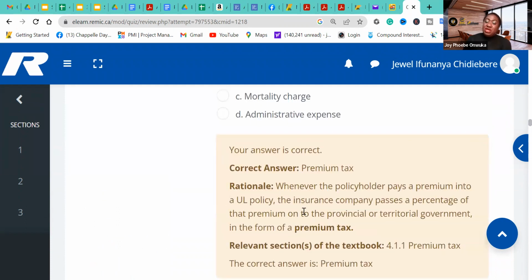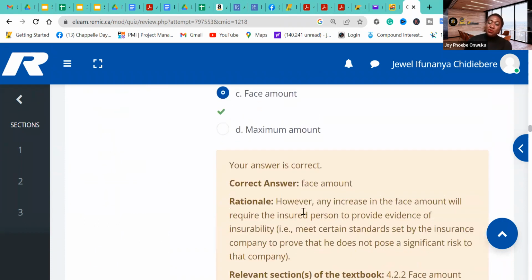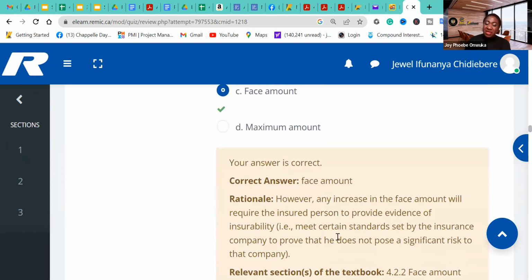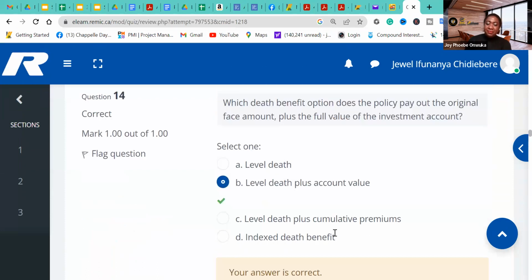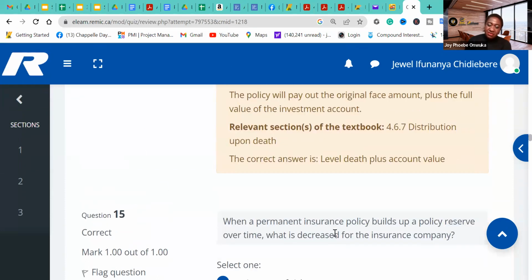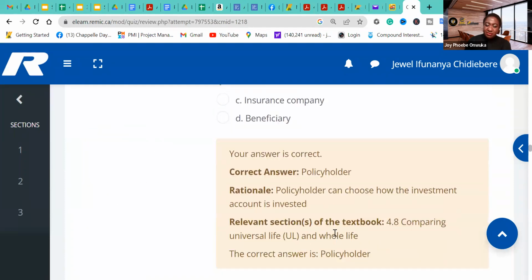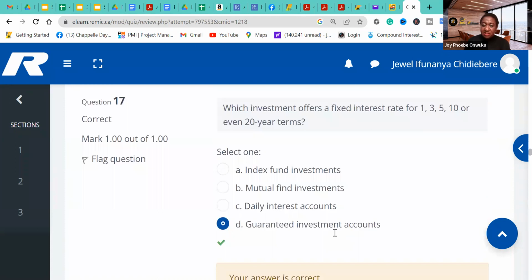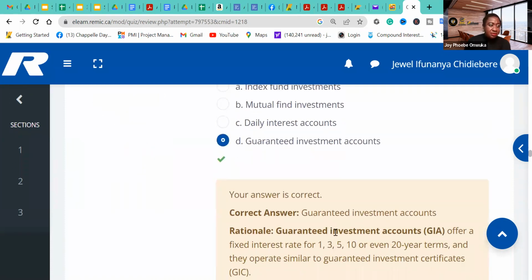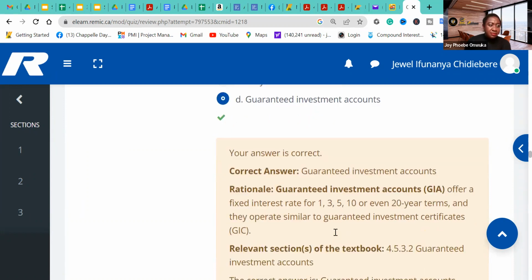I recommend you pause this and read it line by line, because when you read it, especially the rationale, even though we got it right, pause to read the rationale. Now, if you have any question, leave it in the comment section. I'll come back and check and respond. That's why I'm scrolling slowly. You can pause it at any point.